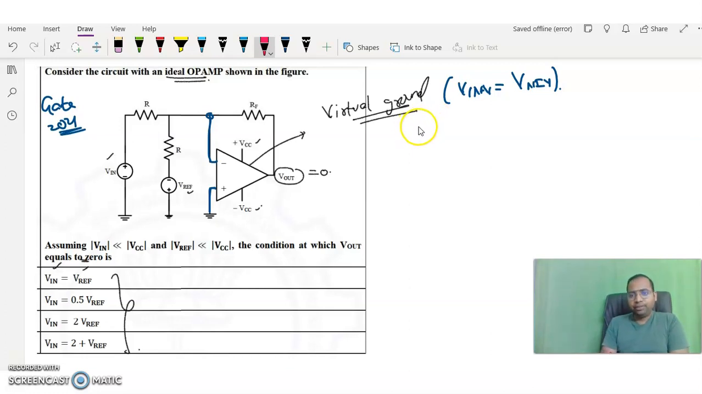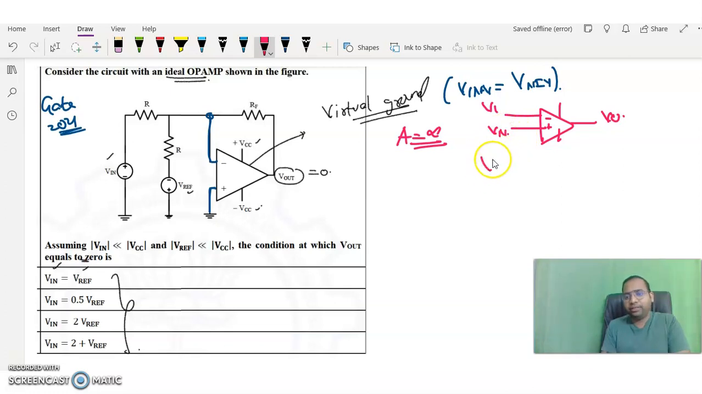If any op amp is said to be an ideal op amp, then what about its gain? Its gain is equal to infinity, right? Ideal op amp gain is equal to infinity. Now for any op amp, if I take the op amp like this, with output V0, minus and plus terminals, that means the inverting voltage and the non-inverting voltage. If the gain of this op amp is A, then V0 is equal to A into non-inverting voltage minus inverting voltage.